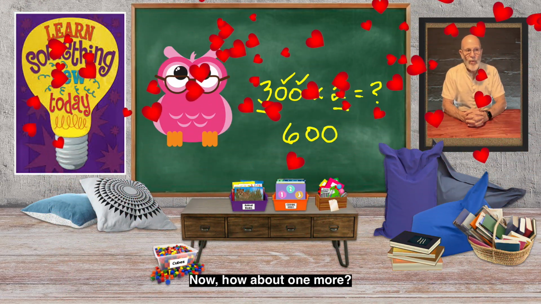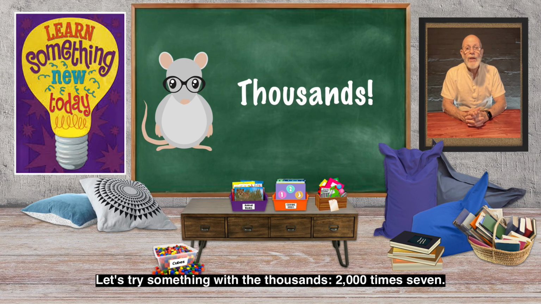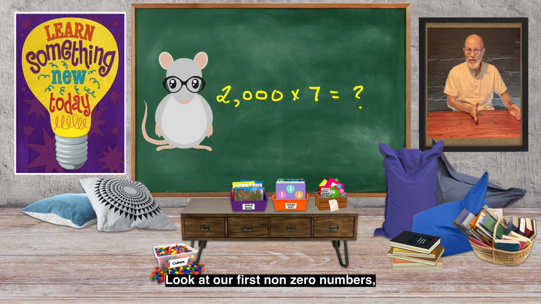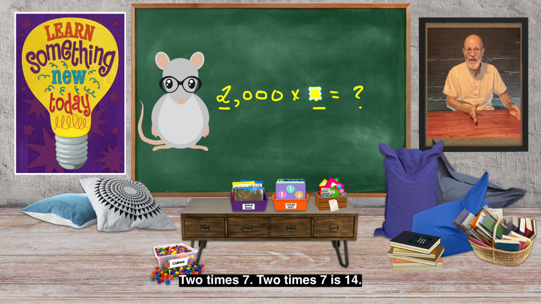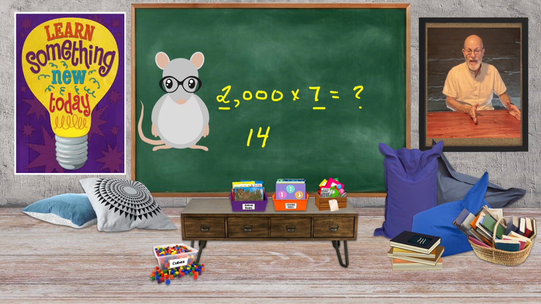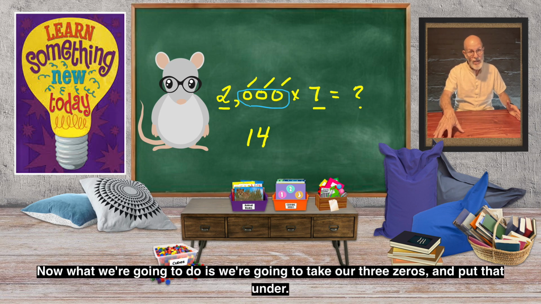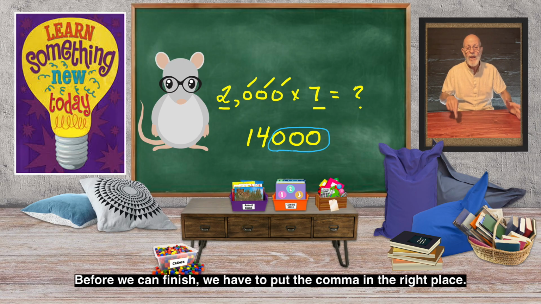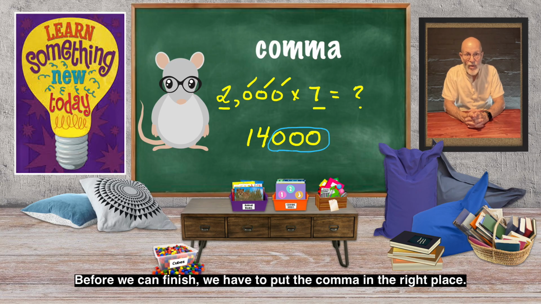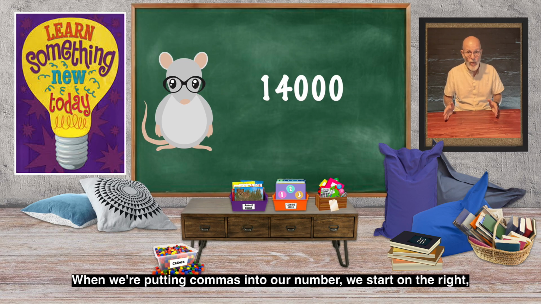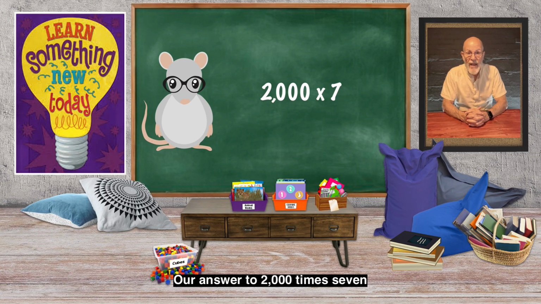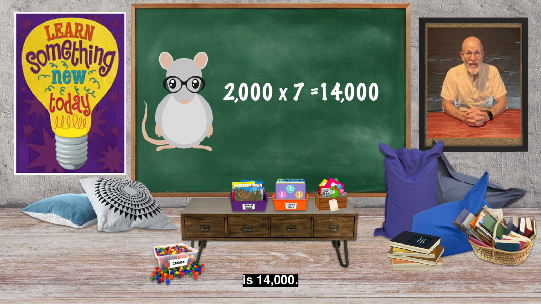Now, how about one more? Let's try something with the thousands. 2,000 times 7. Look at our first non-zero numbers. 2 times 7. 2 times 7 is 14. Now what we're going to do is take our 3 zeros and put that under. So we've got 1, 4, 0, 0, 0. Before we can finish, we have to put the comma in the right place. When we're putting commas into our number, we start on the right and move 1, 2, 3 places and put our comma. Our answer to 2,000 times 7 is 14,000.